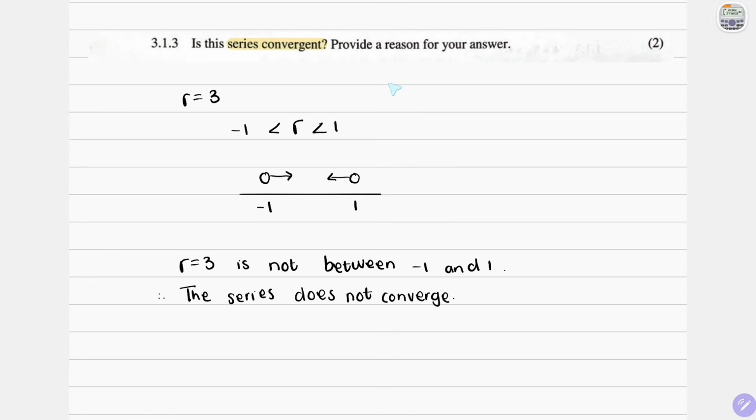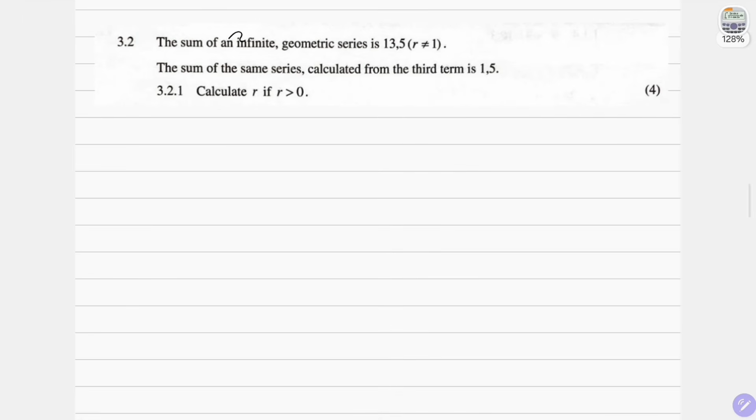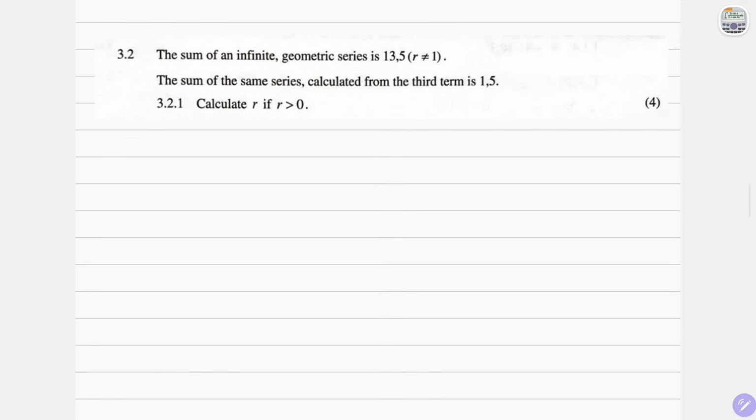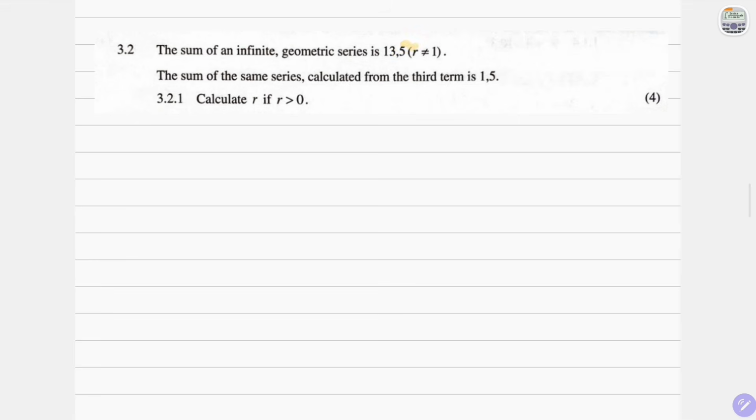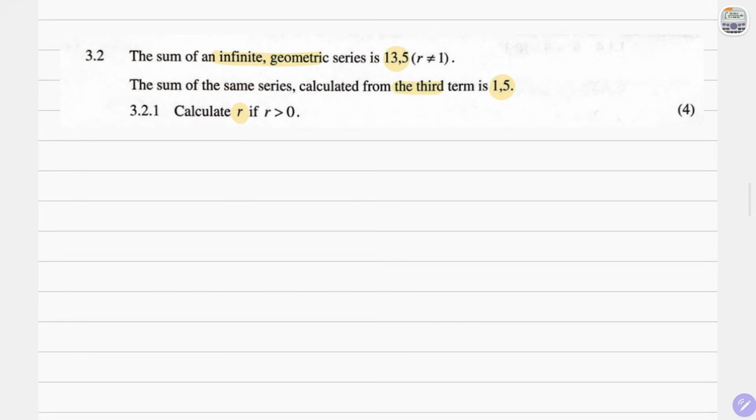Moving on to the next question. Question 3.2 says, the sum of an infinite geometric series is 13.5. Okay, the sum to infinity is 13.5. And then they tell us that the sum of the same series calculated from the third term is 1.5. And they want us to calculate the value of r if r is greater than 0.